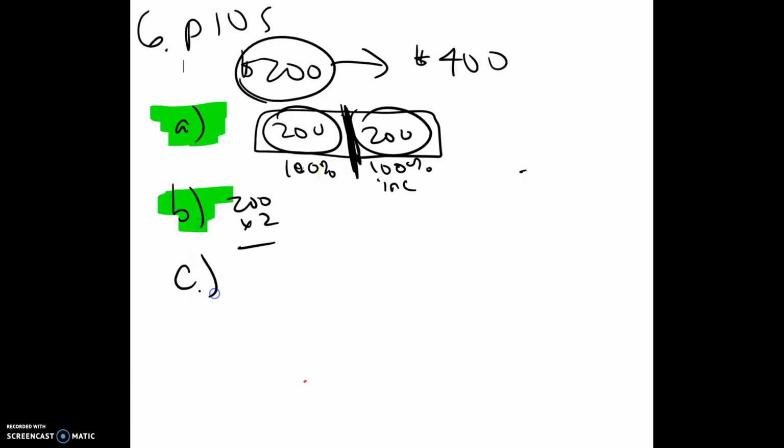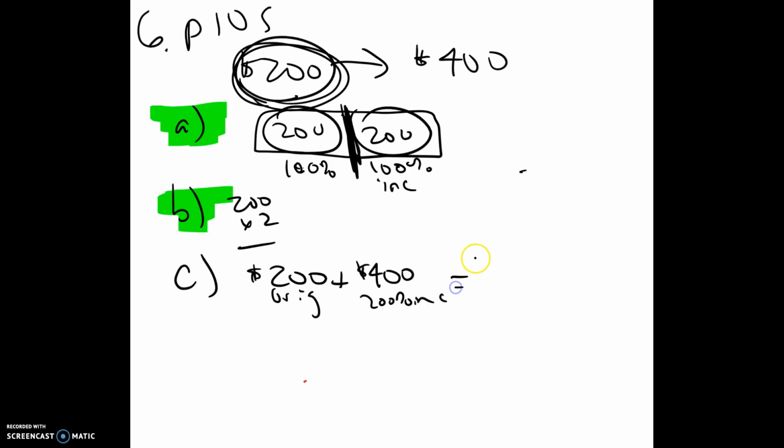All right, let's look at C. There was a 200% increase in price. Okay, the word increase implies adding. So you have the original, and it's a 200% increase. Well, 100% would be a $200 increase. 200% would be a $400 increase. So this would be a 200% increase. But notice the new price is not $600. So that one is not true.